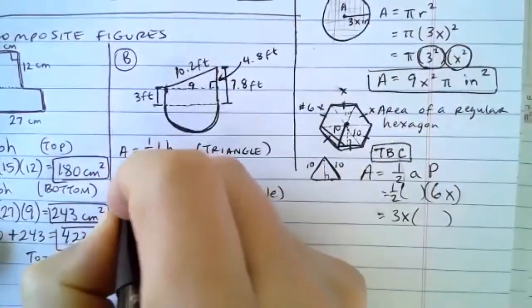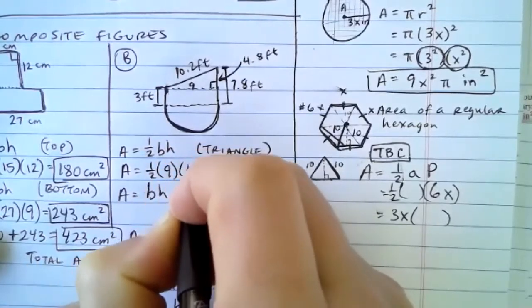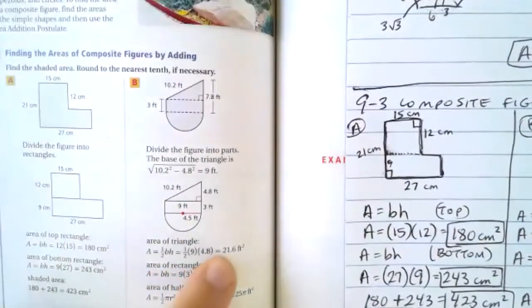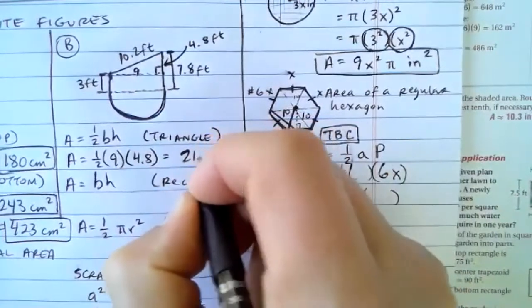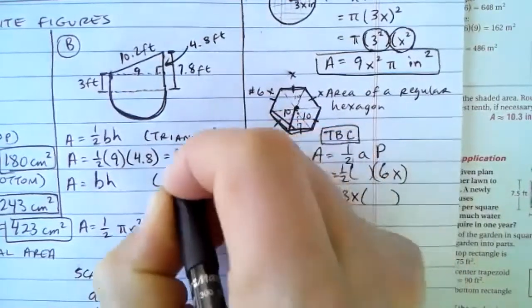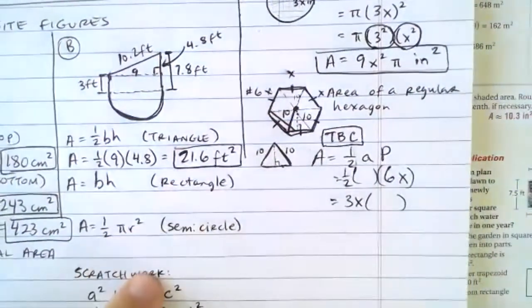So we've got area equals 1/2 times 9 times 4.8, and that equals 21.6 feet squared. All right, that's part of my answer. That's not all of my answer. There's still 2 parts here.